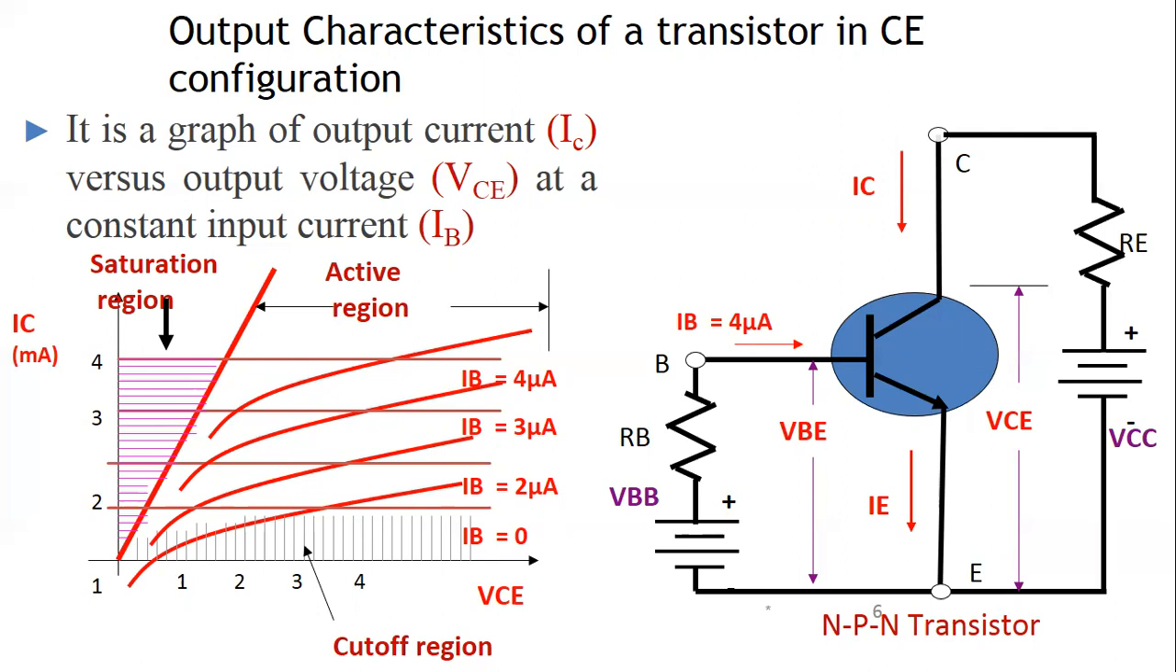We already discussed those different regions: cutoff region, saturation region, and active region. So that operation we have to see. This is the cutoff region, where IB equals zero. IB equals zero means what? This junction is off. The base to emitter junction is off.